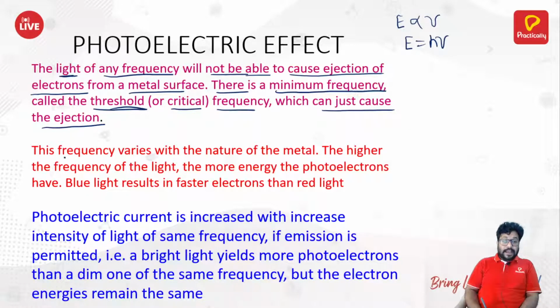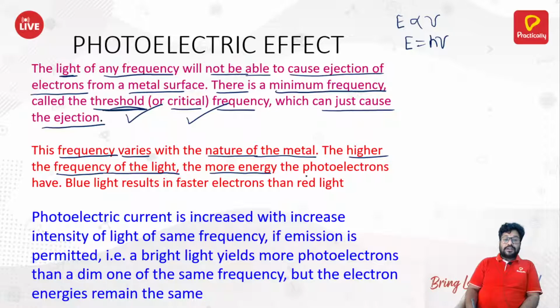So which frequency am I talking about? Threshold frequency or critical frequency. This frequency varies with the nature of the metal. Higher the frequency of the light, more energy the photoelectrons would have.